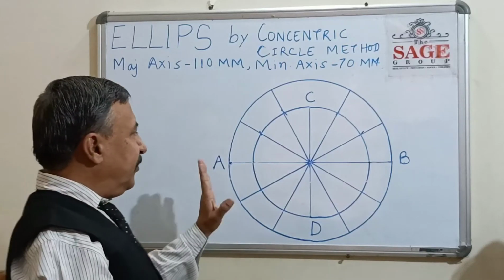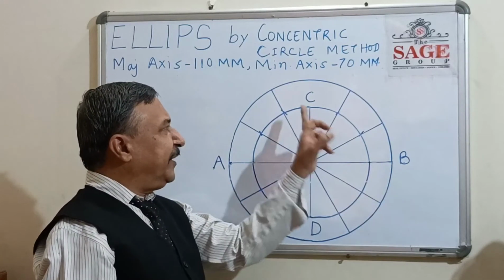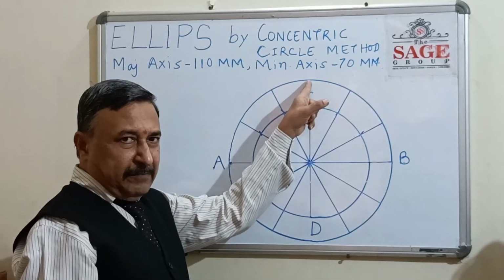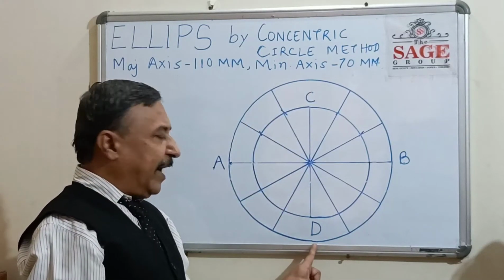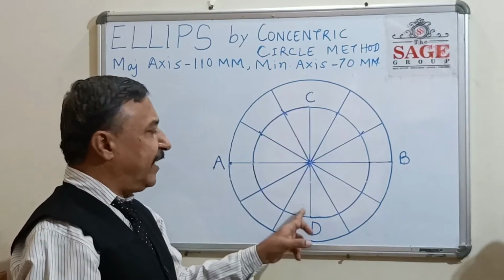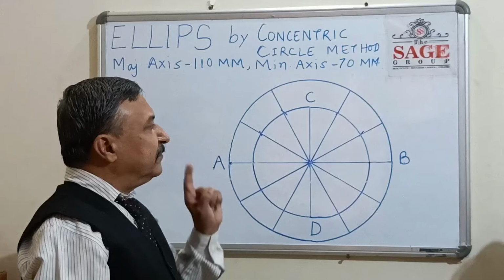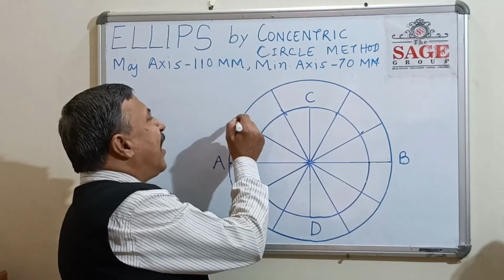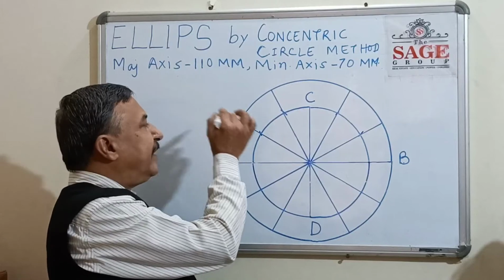Okay? Now see here, this is A, this is B, this is C, and this is D. So no need to put a point here, no need to put a point here. Okay? So please don't extend this line. Now we got some points. Now I am going to name the points like this.